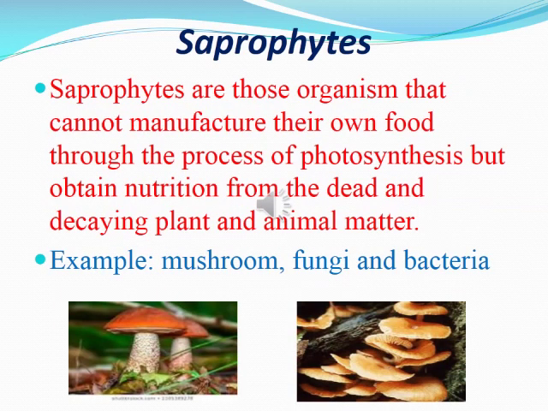Next is saprophytes. Saprophytes are those organisms that cannot manufacture their own food through the process of photosynthesis, but obtain nutrition from dead and decaying plant and animal matter. Students, the most common examples of saprophytes are mushrooms, molds, and certain types of fungi and bacteria. Saprophytic organisms are commonly seen during or after the rain. Fungi are commonly seen growing on leather, clothes, and pickle during hot and humid weather.